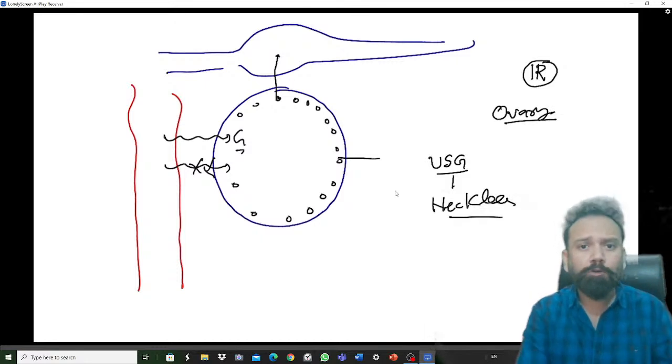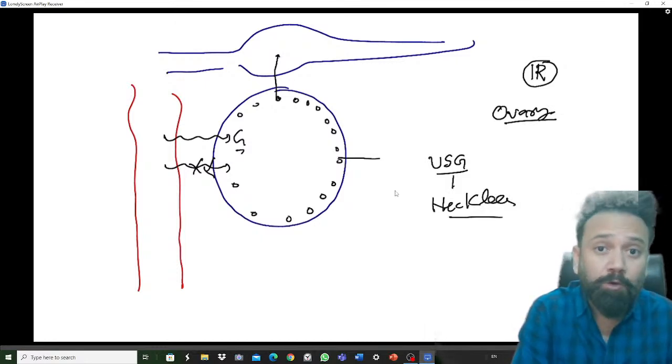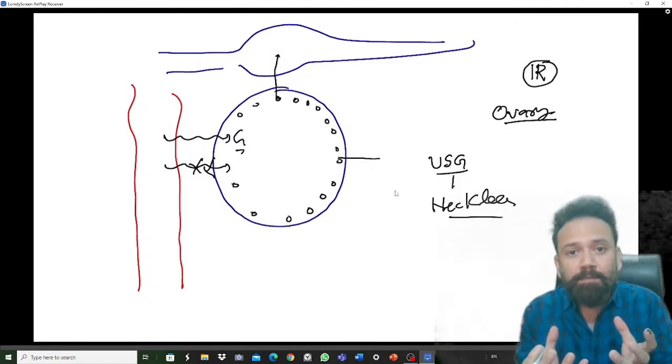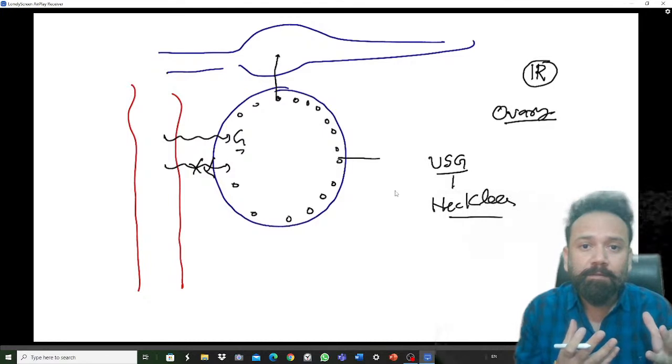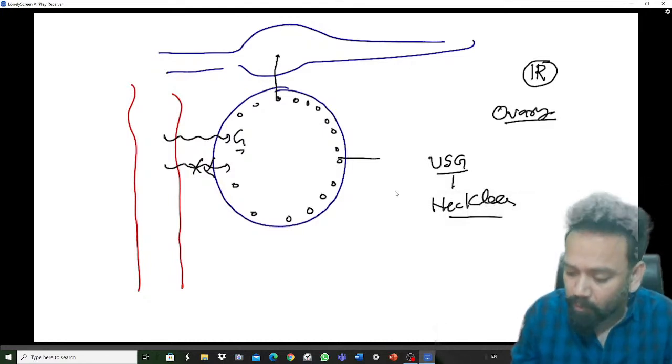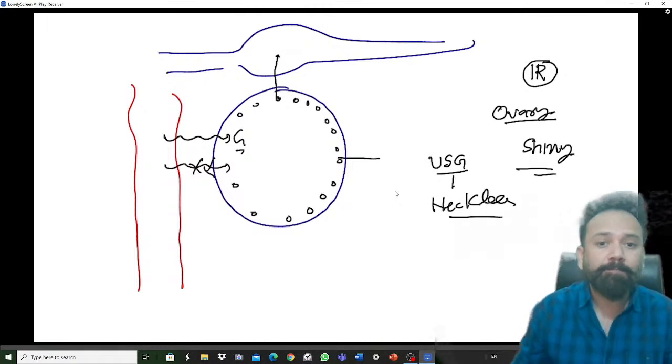Which ovary is good, doctor? Rough or shiny? Rough ovaries are good. A rough ovary means ovulation is happening. Shiny ovary means cycles are going anovulatory.